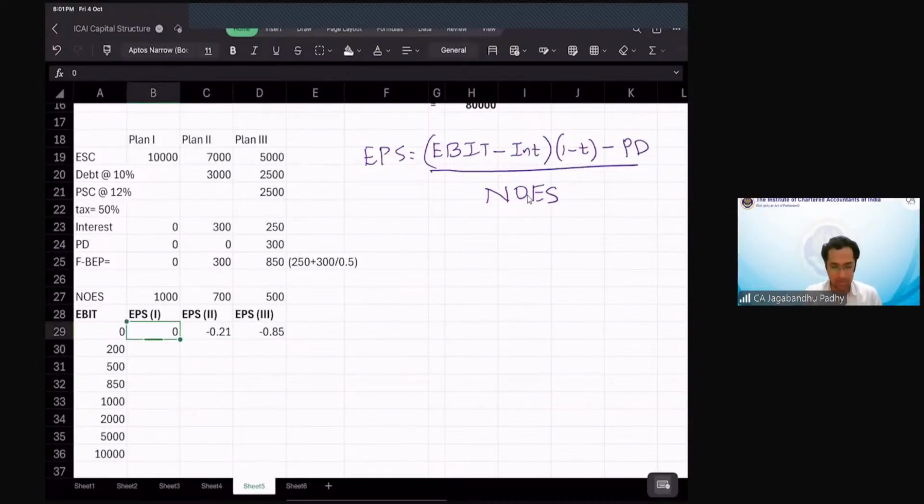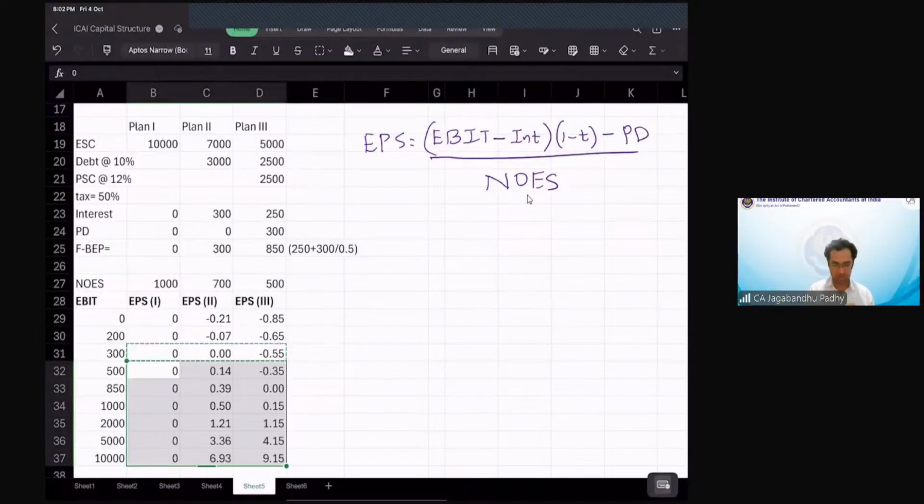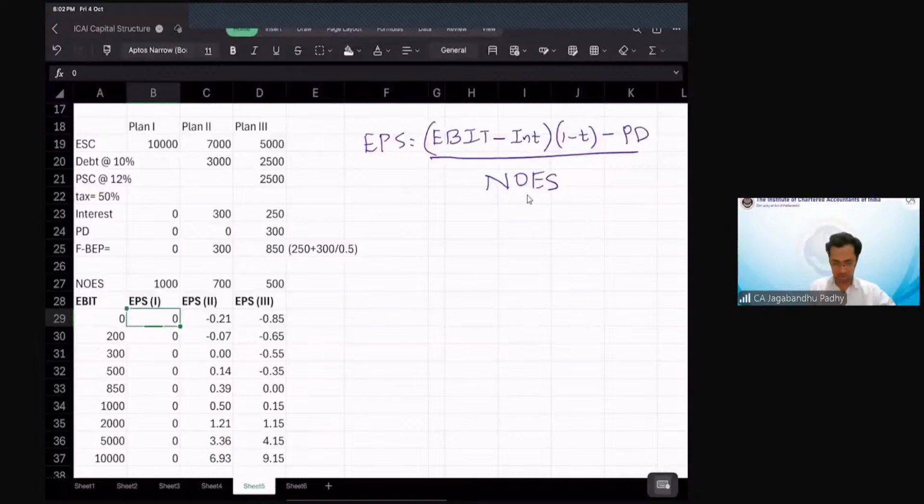Okay, so EPS numbers, by applying this formula, we get this. Now, if it is 200, we will find the EPS numbers are this. One more thing I take. If it is 300, you will find these are the numbers. Now for 500, for 850, for 10,000, you can observe that this is what the EPS is going to be, right?